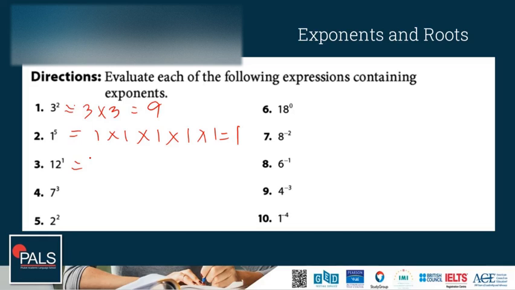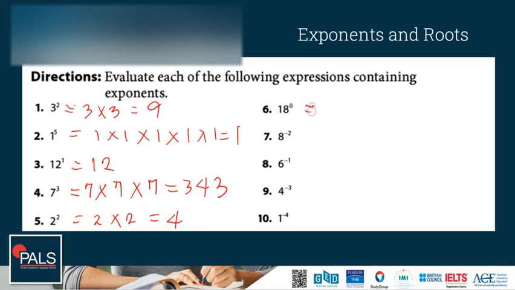Any number with an exponent of 1 is still the number. So the answer here is 12. 7 to the third power, or 7 cubed, is equal to 7 times 7 times 7, which is equal to 343. 2 squared is 2 times 2, which is equal to 4.